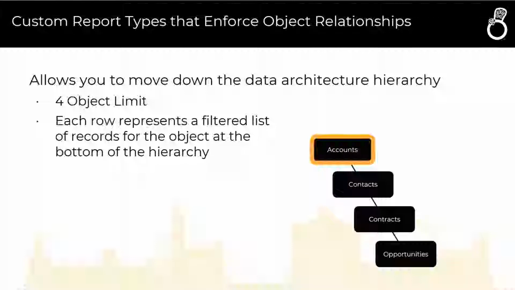Now, when you go down this road, there's a 4-object limit when you're enforcing objects in your report type this way. And what are you really getting in these results? It's not really an accounts report type, because the results you're seeing are not showing you account records, right? What you're actually seeing is a filtered list of records for whatever object is at the bottom of the hierarchy you've set up. Your report results are going to show you opportunities that are related to a contract, that are related to a contact, that are related to an account. If any one of those lookup fields is blank along that path, that row is filtered out.